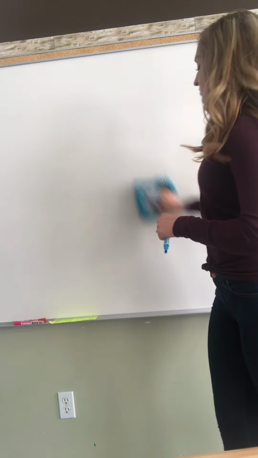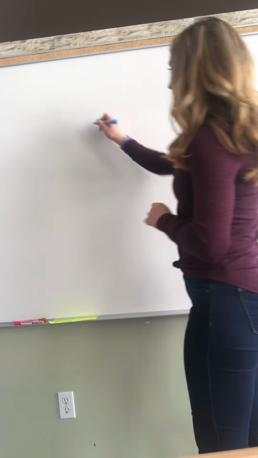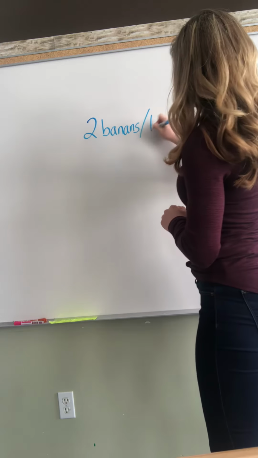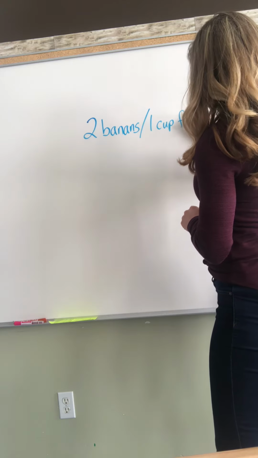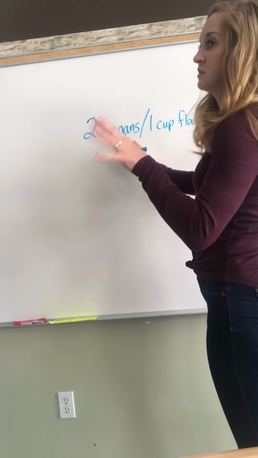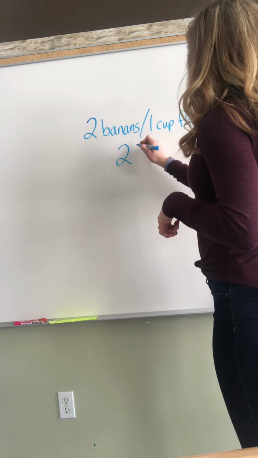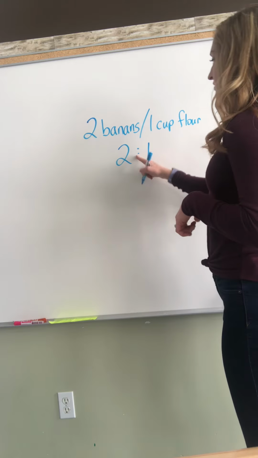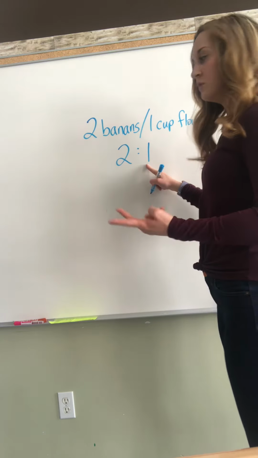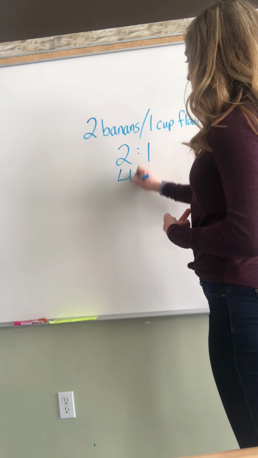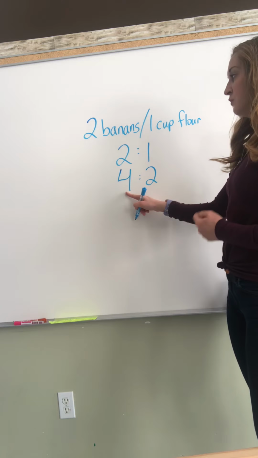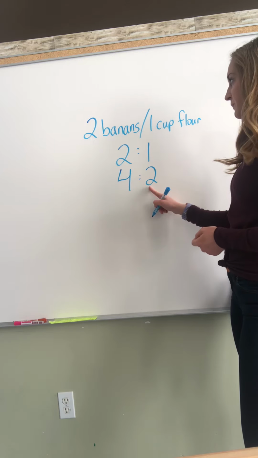So say that I am making banana bread, and I need 2 bananas for 1 cup of flour. So I can write that as a ratio. That's what I would need for 1 loaf. This is an actual recipe, so 2 bananas to 1 flour. Now say I want to double this. I want to make about 2 loaves. Well, then I'm going to double this. So if I have 4 bananas, I'm going to need 2 cups of flour.